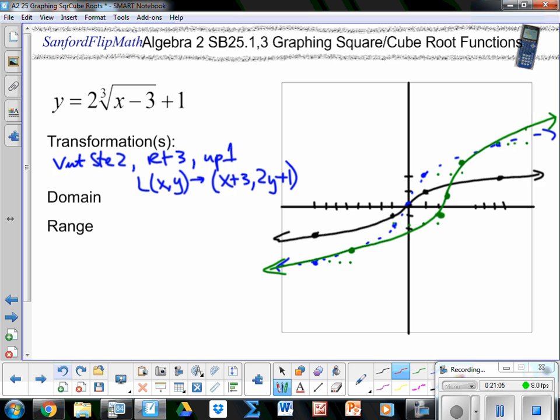Again, domain and range were all real numbers, and when you shift them and stretch them, it's still going to be all real numbers. I'm just going to let it go at that. The rules for transformations are the exact same rules. The only thing that's really different is we are on a new parent function.